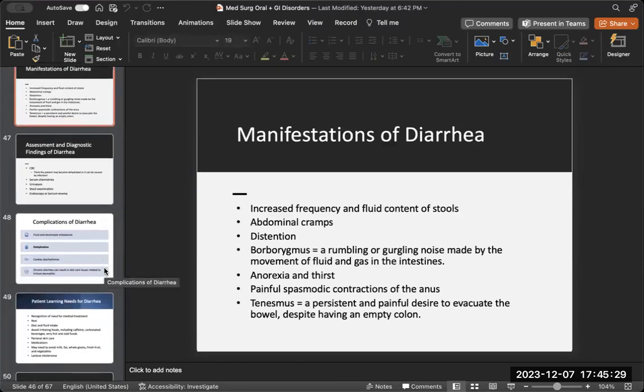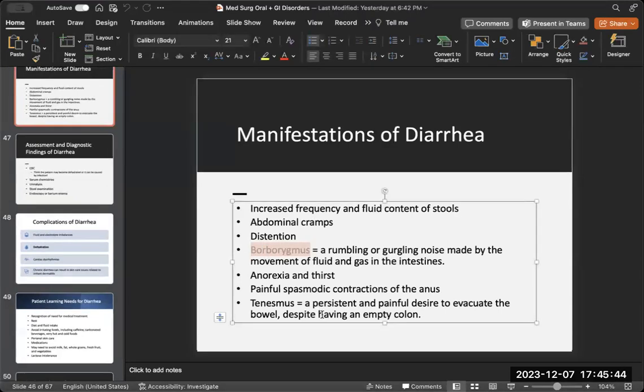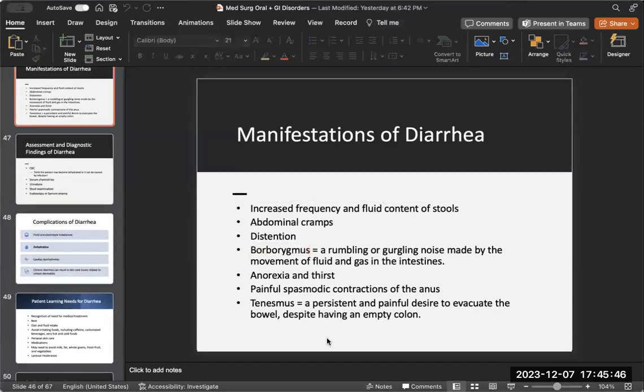So what are manifestations? We already talked about that, right? Increased frequency, the stool consistency changes, normally liquidy, abdominal cramps, distension, borborygmi. I don't know how to say that word, but this one means that they have rumbling or gargling noises made by the stomach and GI tract. We have anorexia and thirst, right? Because they're just going to the bathroom so much and not really being able to absorb anything in their GI tract. It might be painful. And they might have something called tenesmus, which is a persistent and painful desire to evacuate. So it's going to hurt really bad.